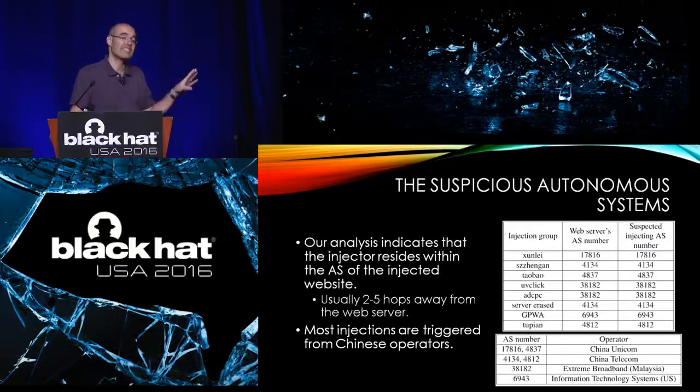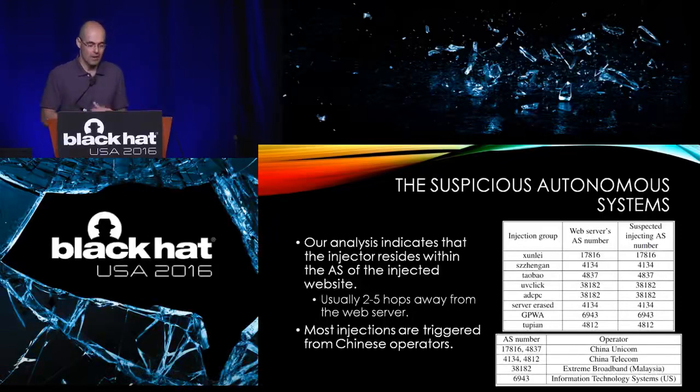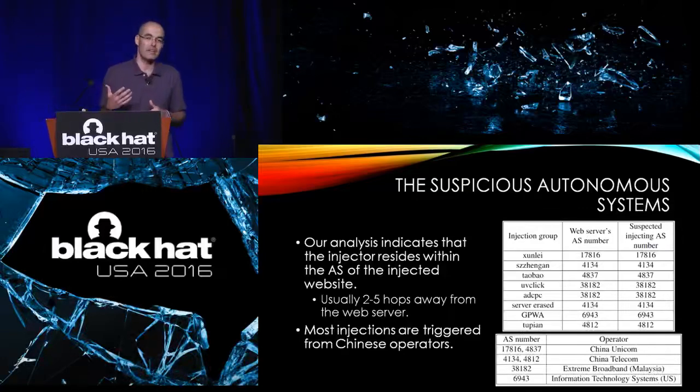And we are not certain that these entities are actually the direct cause for these injections, but they own the infrastructure, and we know that the injector sits on the infrastructure, so probably they are. The US ISP, Information Technology Systems, related to the GPWA case, we know that this ISP was not responsible for the injection because the attacker simply compromised one of its routers.